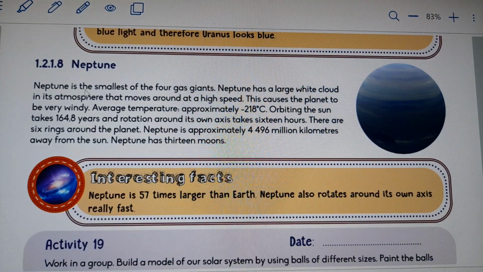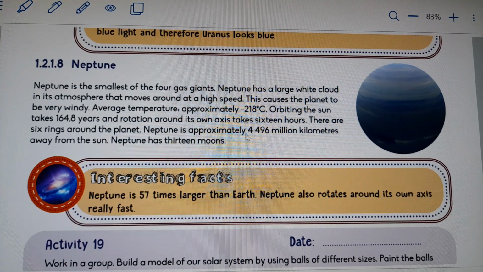Neptune is the smallest of the 4 gas giants. Okay, Neptune has a large white cloud in the atmosphere that moves around at high speed. This causes the planet to be very windy. Average temperature is approximately minus 218 degrees Celsius. Orbiting the Sun takes 164 years, and rotation around its own axis takes 16 hours. There are 6 rings around the planet.